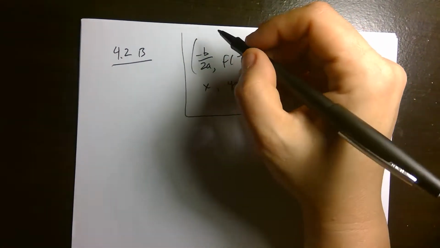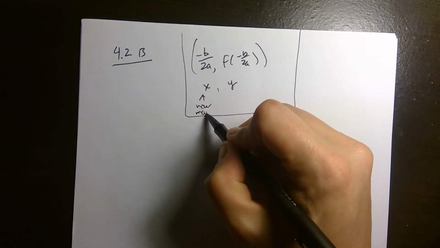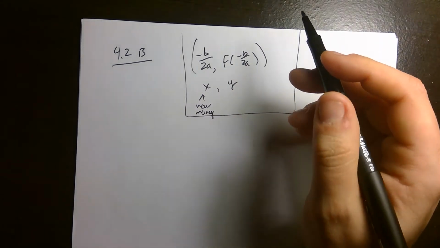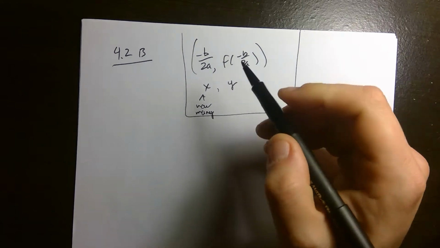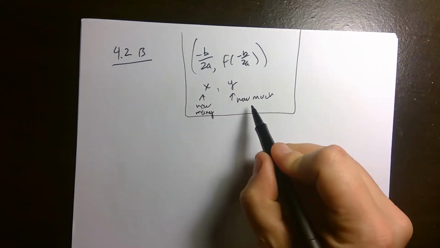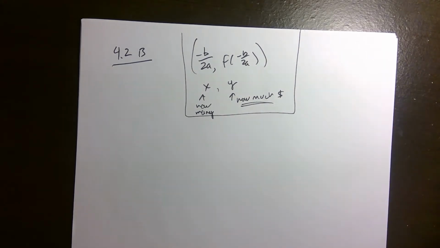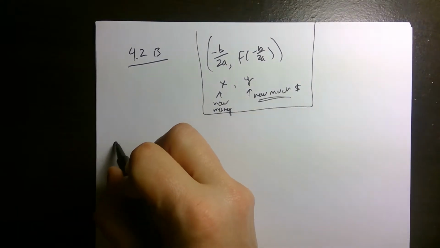And we need to remember that the x value tells me how many. So if the question asks how many of something needs to be made, I only need to find the x. But the y value tells me how much. And so if the question is asking how much money, I suppose I should put a dollar sign there, then I'm going to have to find both the x and the y. So let's take a look at these problems and see what happens.